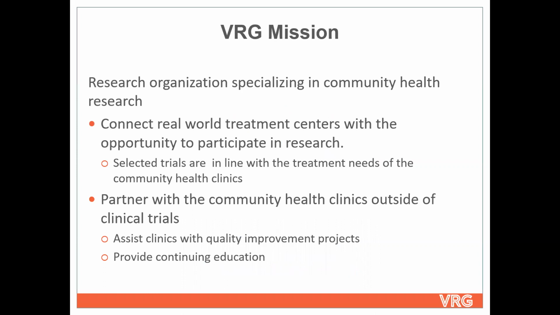Vanguard Research Group is a research organization that specializes in conducting research at community health clinics across the United States. Our mission is to connect real-world treatment centers with the opportunity to participate in research trials, and we select trials that are in line with the treatment needs of the community health clinics with which we partner. Our other goal is to partner with community health clinics outside of clinical trials, and we do this by assisting clinics with their own quality improvement projects, or perhaps helping them obtain grant funding to conduct some of their own internal research projects, as well as we provide continuing education.